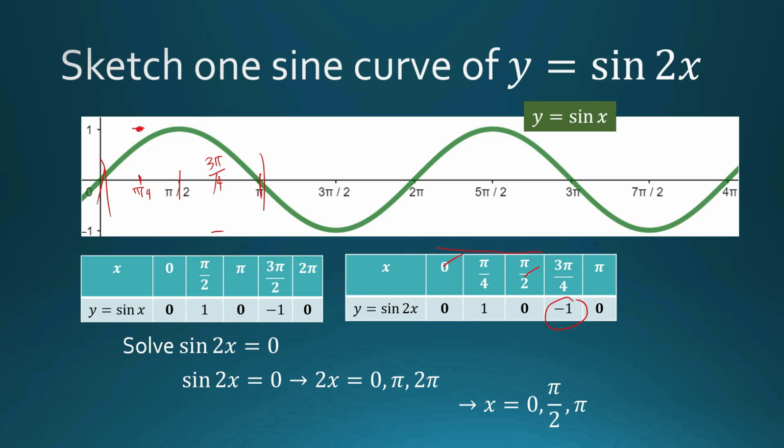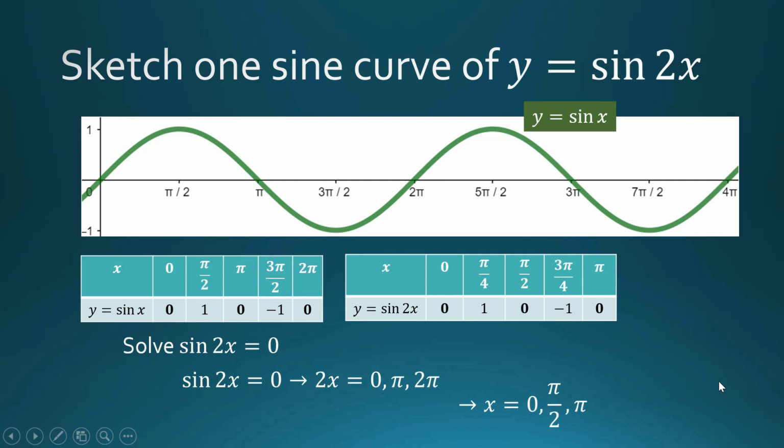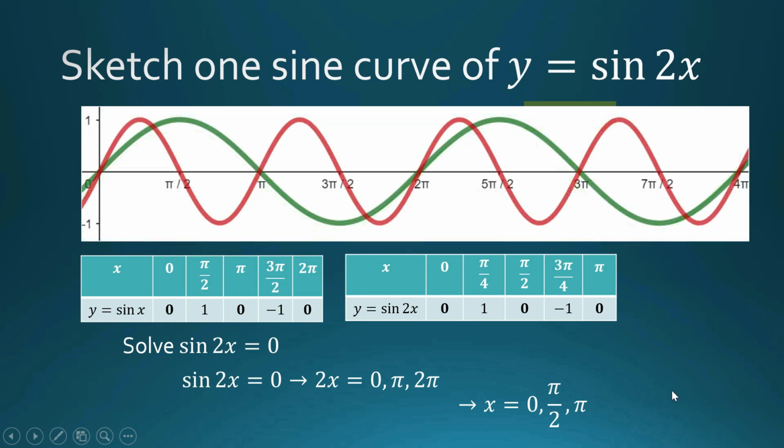So again, you don't have to produce so many points. Pay attention to the x-intercepts and to the points where your curve will achieve the maximum value, in this case 1, and the minimum value, negative 1. So I'm going now to show the graph of y is equal to sine of 2x. This one is one sine curve, and the period of that is pi. What happens here is horizontal compression.